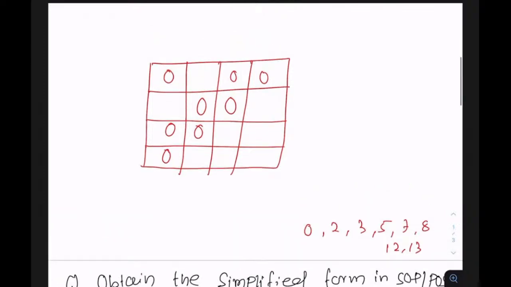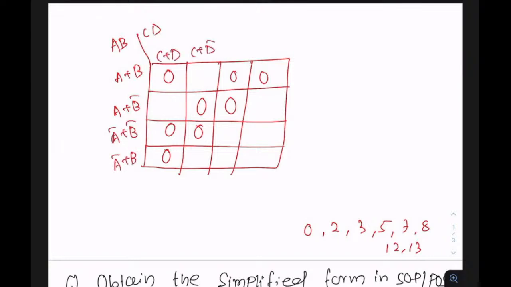Again, if I write this as your AB and this as your CD, here it is A plus B, here it is A plus B bar, here it is A bar plus B bar, and here it is A bar plus B. C plus D, C plus D bar, this is C bar plus D bar, and this is C bar plus D. The notation you should not forget.